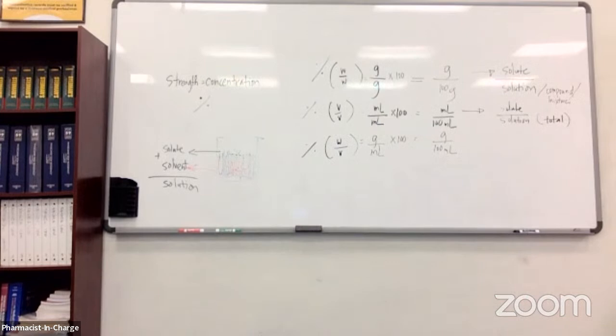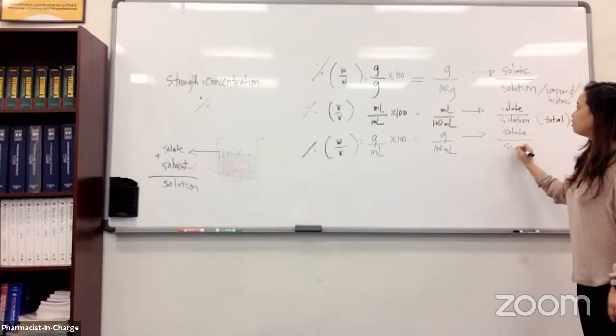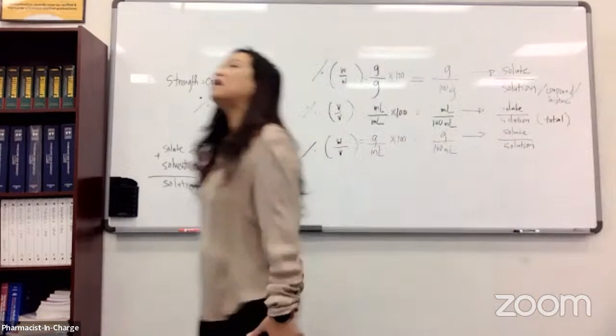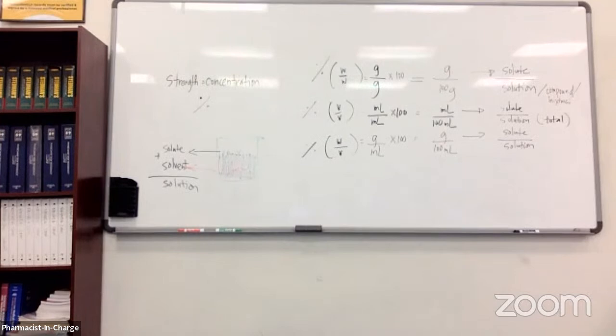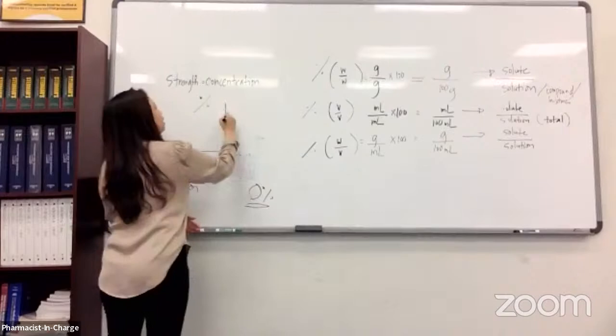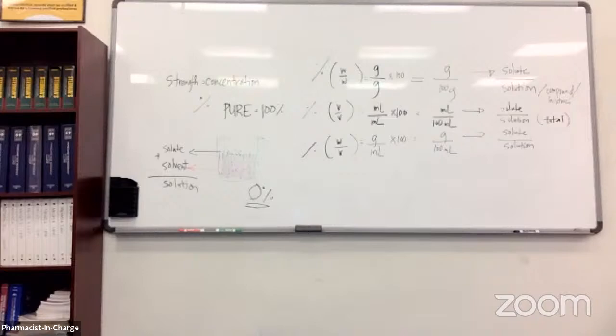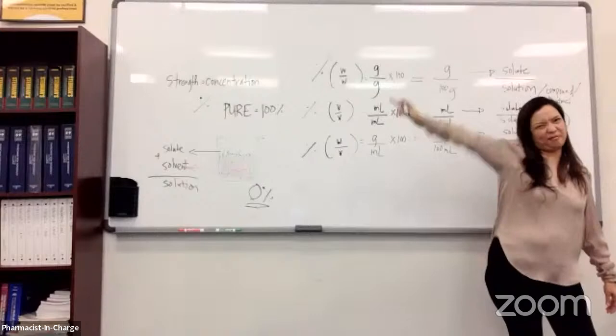Follow? And it's still going to be the same: weight of solute over total volume of solution. If you've mastered this, there's not a single problem in your application not solved. There's also one thing you want to remember. The strength of your water is 0%. And when you hear a pure substance, it will always be 100%. If you know this, not a single problem on percentage is going to get by you.